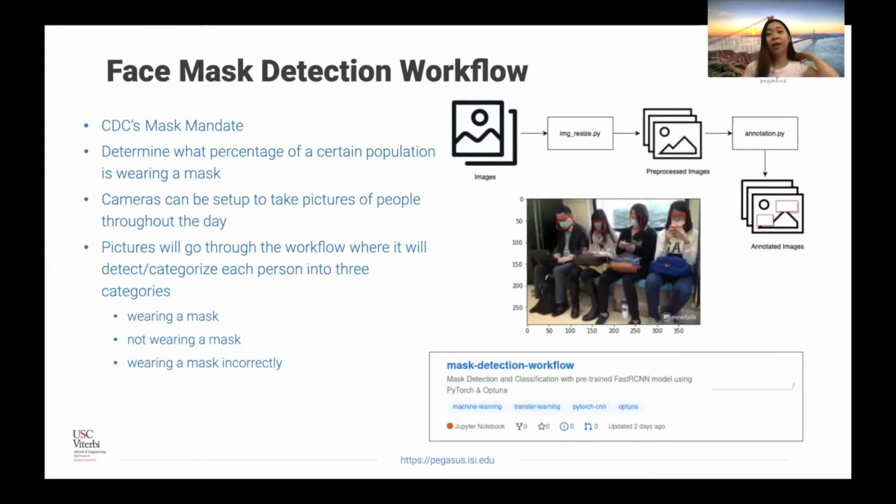And since there are a lot of images that will come through, this workflow will make it very simple to do all of the steps and then reuse it periodically, as well as run multiple images in parallel. And also with the help of Pegasus, it can find the most efficient way to use all the computer resources available.